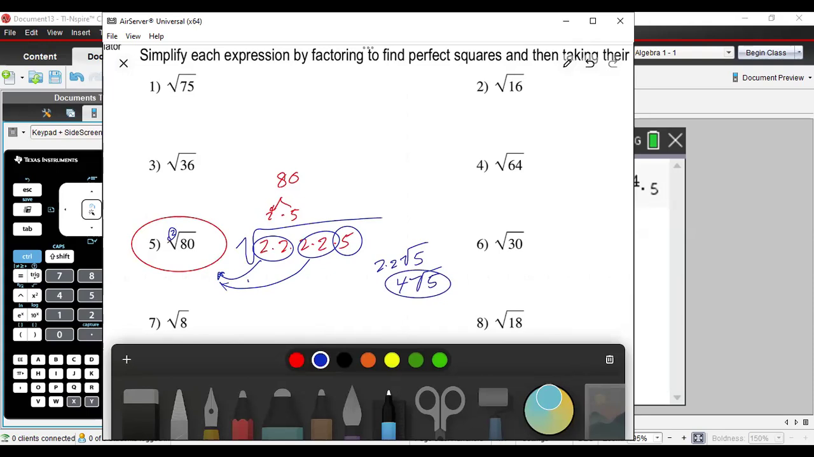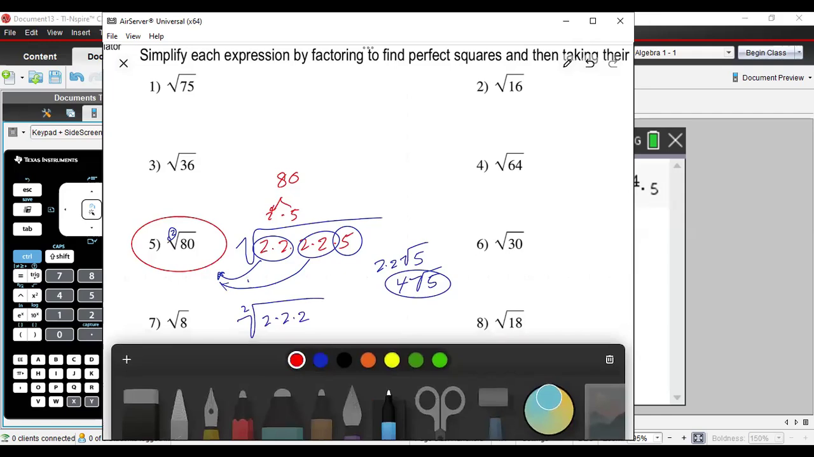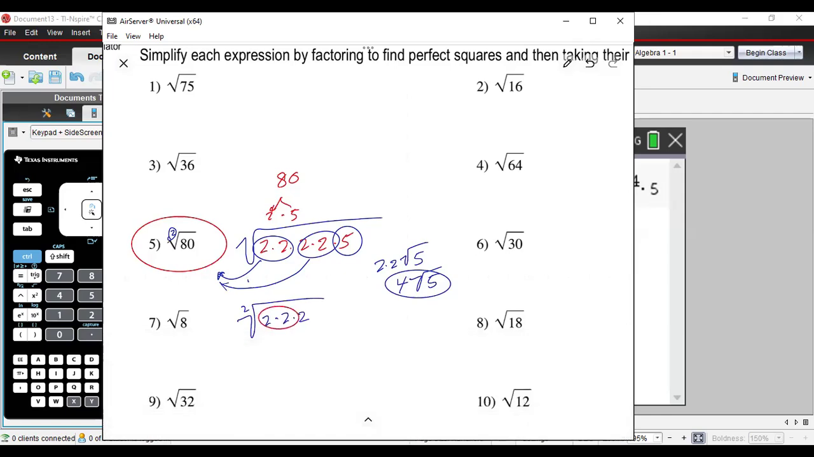All right, let's do the square root of 8. Hopefully you know that 8 is the same thing as 2 to the 3rd power. So it would be 2 times 2 times 2. And of course, we're looking for a pair. So here's one pair, so we can take that outside the radical. And then the other 2 has to stay inside. So this will be 2 times the square root of 2.